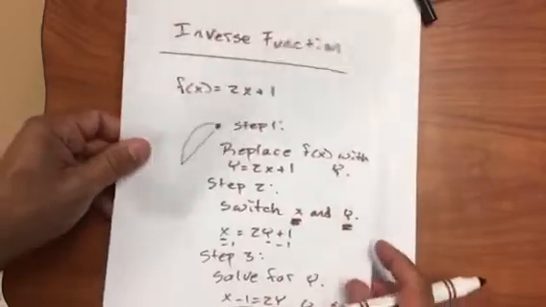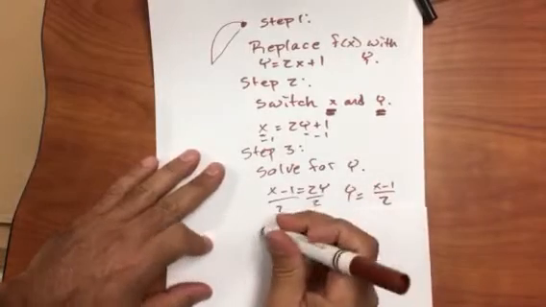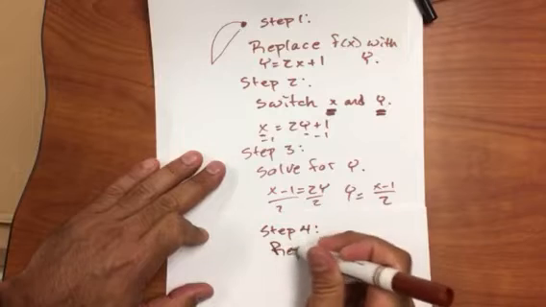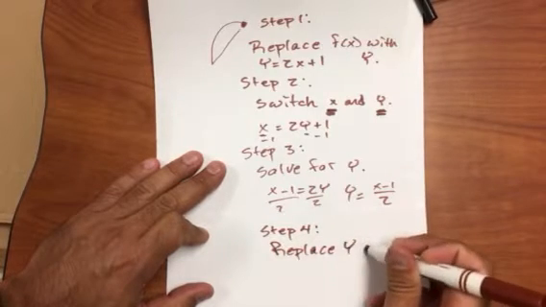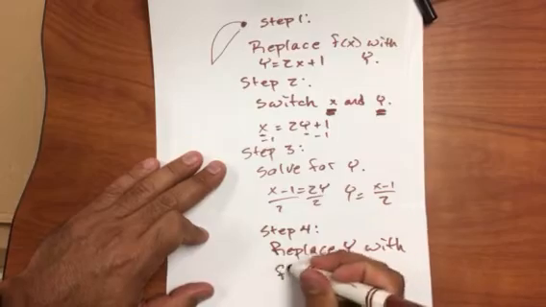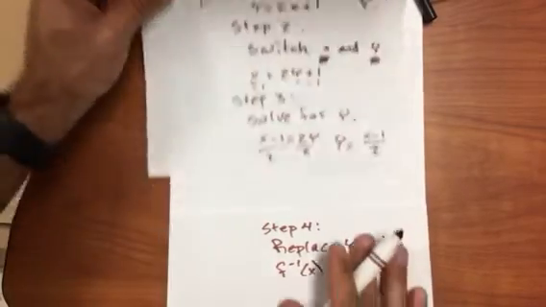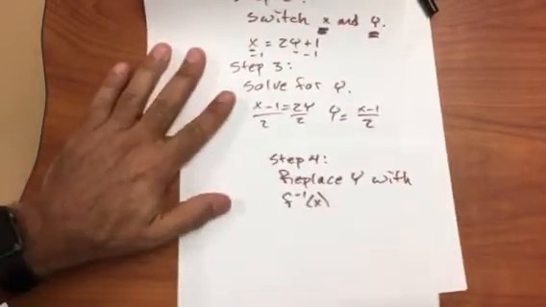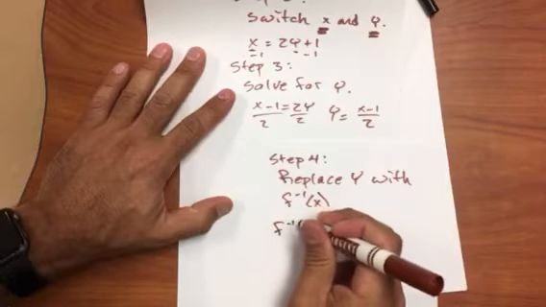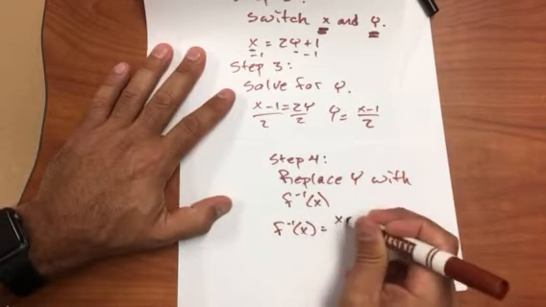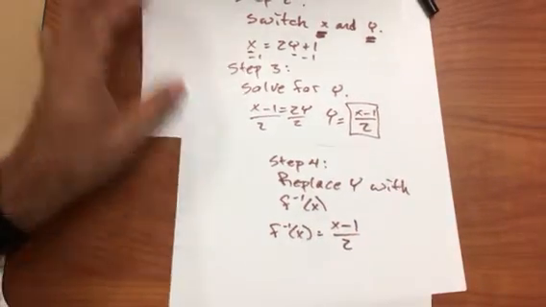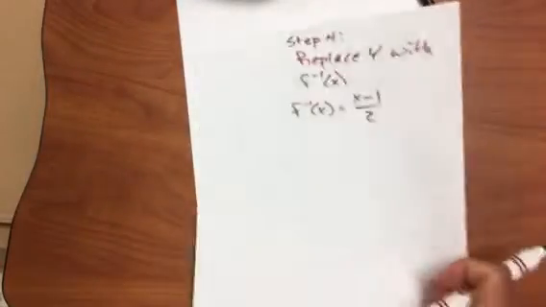Step 4. You're going to replace y with the inverse of f of x, which is written as f to the power of negative 1 of x. So I'm going to put f to the power of negative 1 of x, or inverse of f of x, equals what we had right here, x minus 1 over 2. So that's finding the inverse. I'm going to do a few examples, and we'll do examples in class as well.